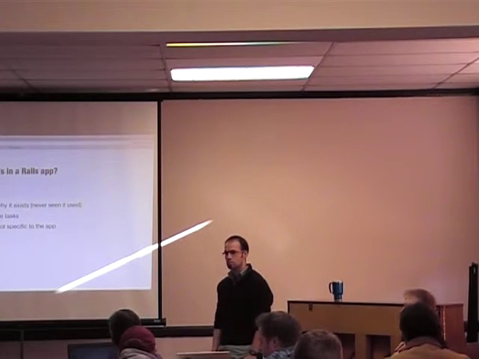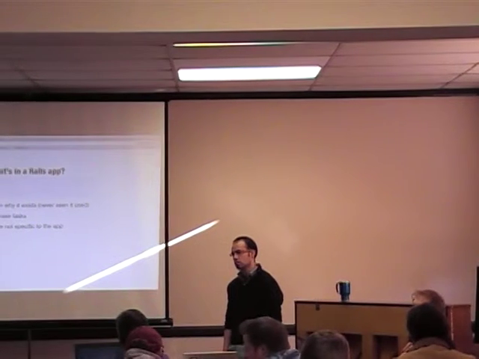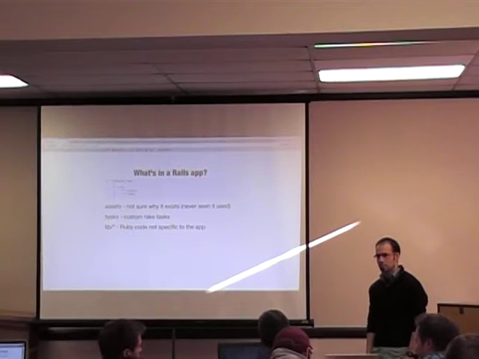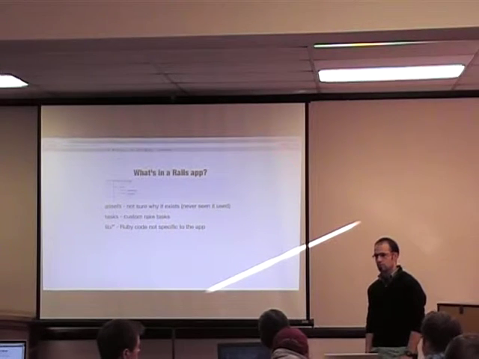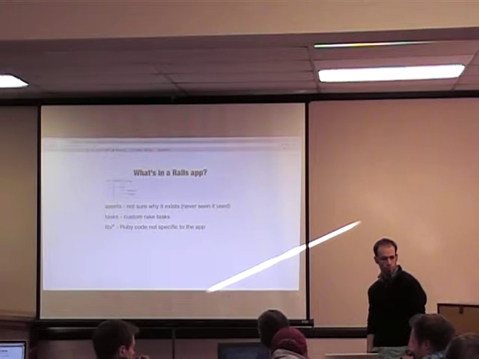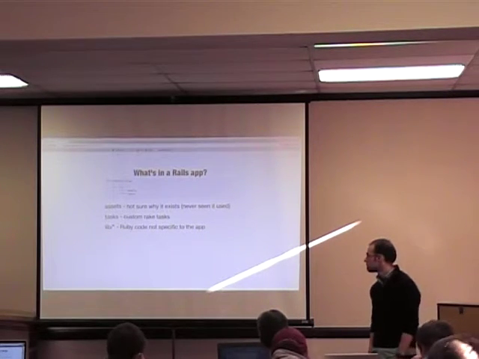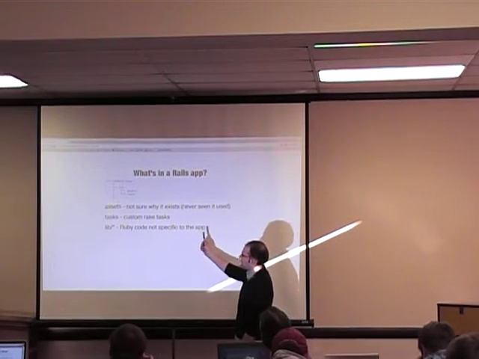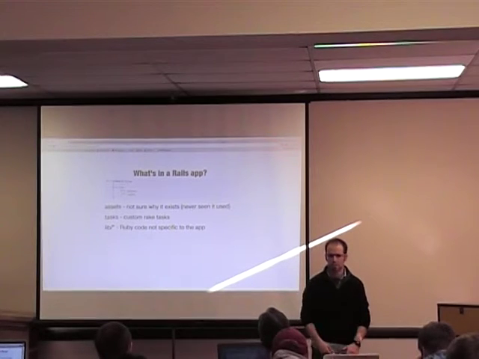Do you know the difference between app assets and lib assets? App assets is for things like your CSS, your JavaScript, and your images. All those sort of static assets, basically. There's also a tasks folder or file. You can write custom Rake tasks.